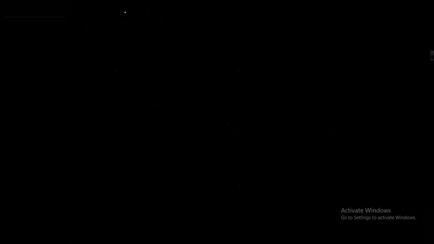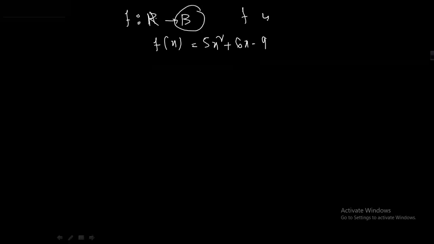Similarly, this problem can be solved like this. Any function f from R to B is defined by f(x) = 5x² + 6x - 9. Here also we are asked to find the value of B, it is given that f is onto. So in a similar way, that will be y. So we will simplify this a bit: 5x² + 6x - 9 = y. Okay, let me divide by 5.